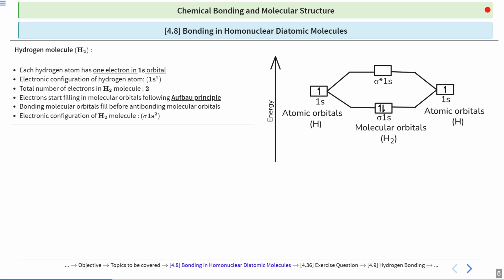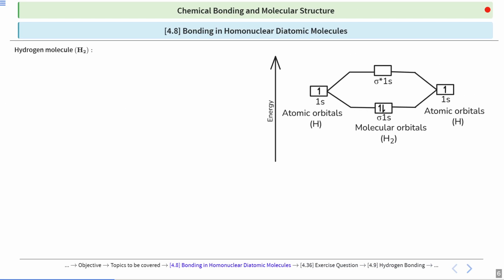So we are already there with our electronic configuration of the hydrogen molecule. Now we will try to use this configuration to obtain various information. So what information will we get? The first information will be about the bond order. It's very simple to calculate the bond order. What is the number of electrons present in the bonding orbital? It is 2.